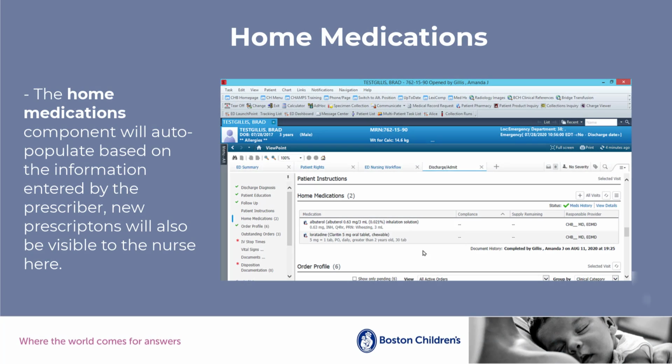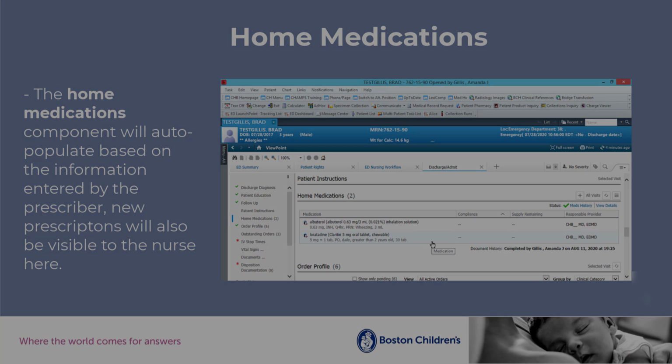The home medication component will pull information from the prescriber's discharge medication reconciliation. Additional details can be found here, including compliance and supply remaining. Prescriptions that are new to the patient will also be listed here. This is considered a read-only component for nursing.